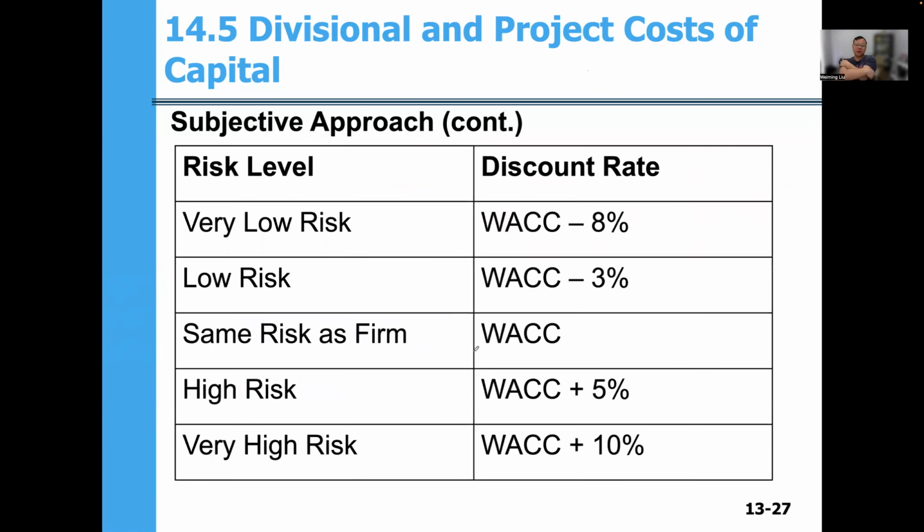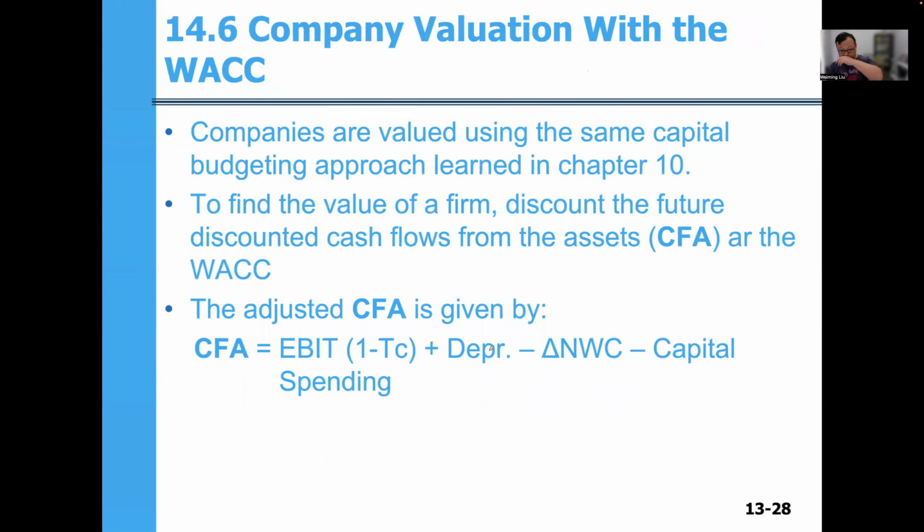So this table shows the risk level is connected to the subjective approach. If it's very low risk, you go by the average WACC minus 8%. Low risk, minus 3. Same risk as the firm, that's the WACC. High risk, WACC plus 5%, and very high, plus 10%.